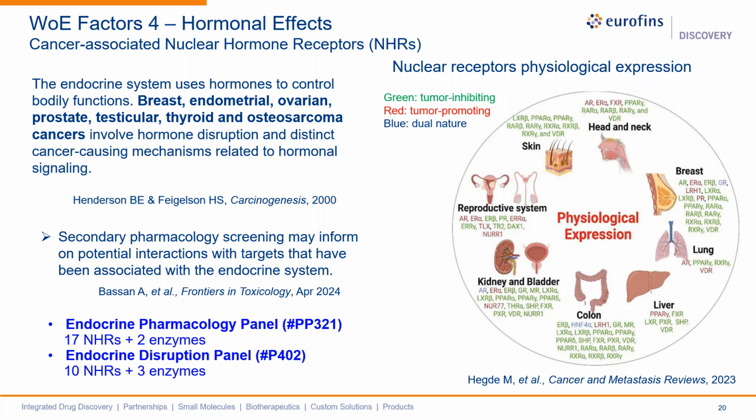At Eurofins, we have developed specialized screening panels to evaluate interaction with these critical targets. Our endocrine pharmacological panel, PP321, and the P402 panels. These panels allow us to systematically screen compounds for potential interaction with endocrine targets in the early stage of drug discovery. Next slide, please.